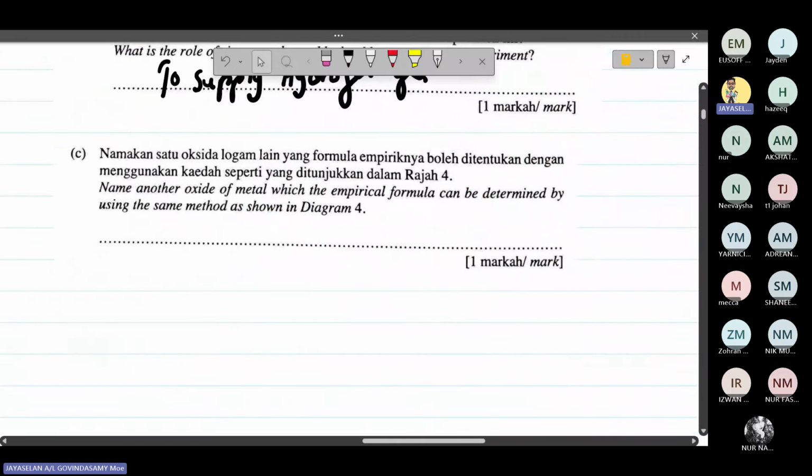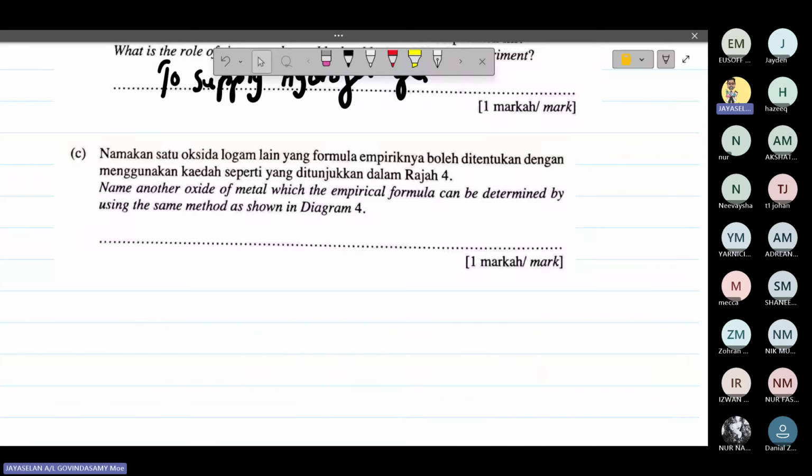Okay, we go for next one. State another metal oxide that can be determined, baca betul-betul, baca betul-betul, determined by using the same method. So we can use what? Lead oxide, right? So you letak PbO, right? So make sure write like this. Lead bracket II oxide. Okay, faham tak?